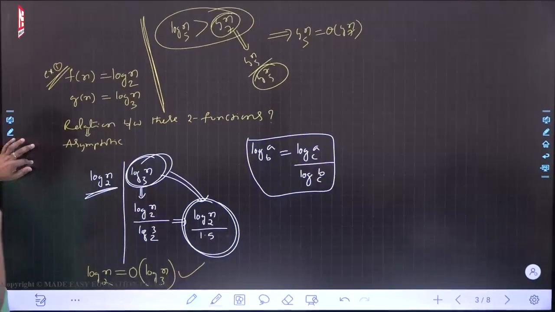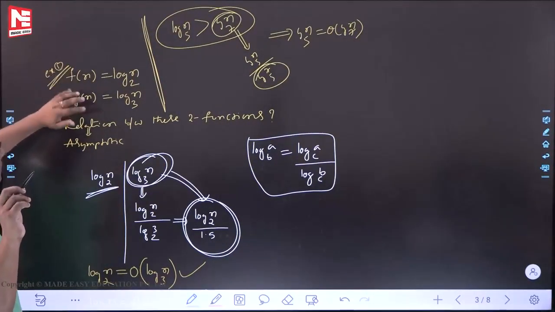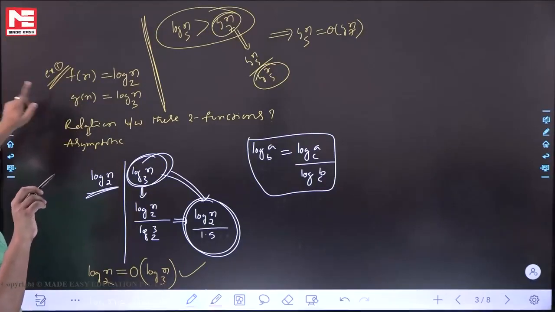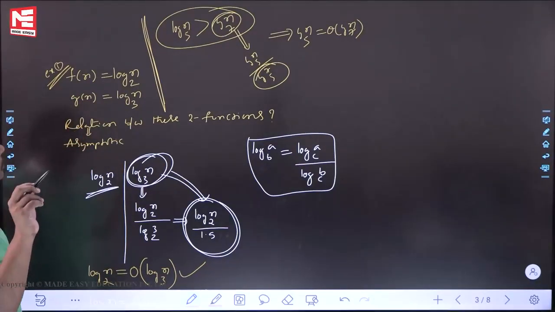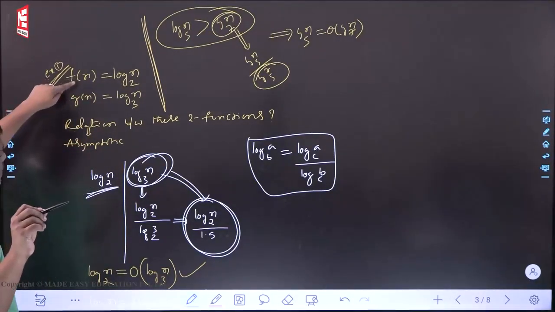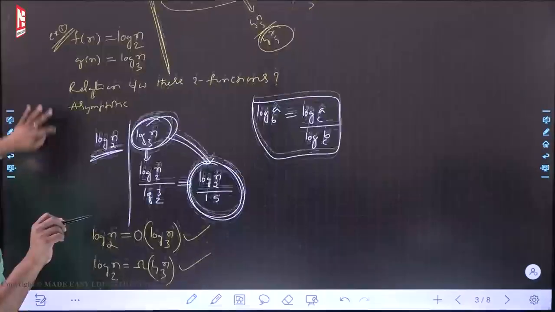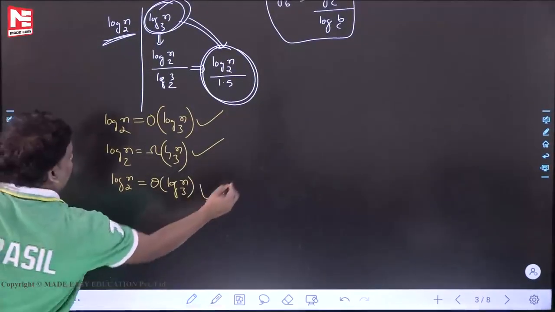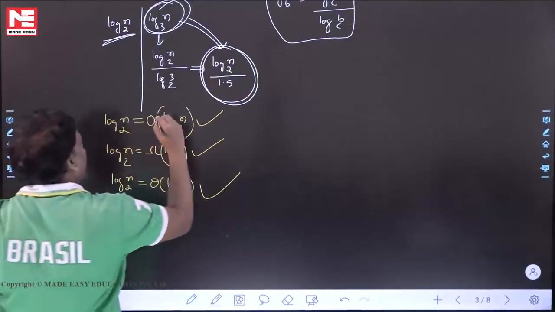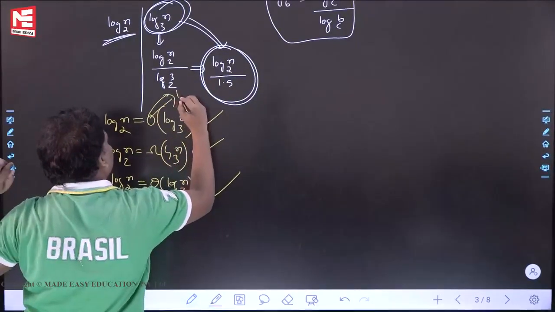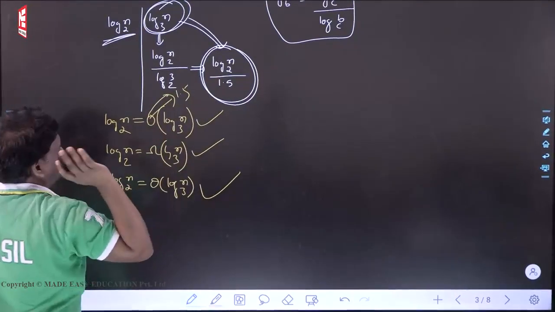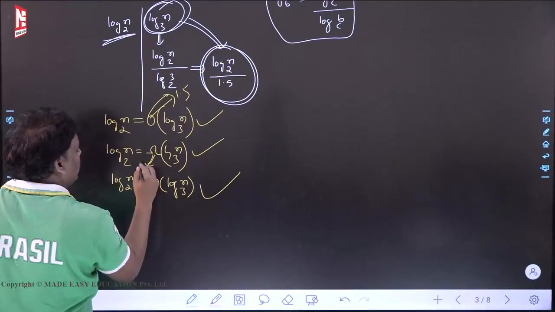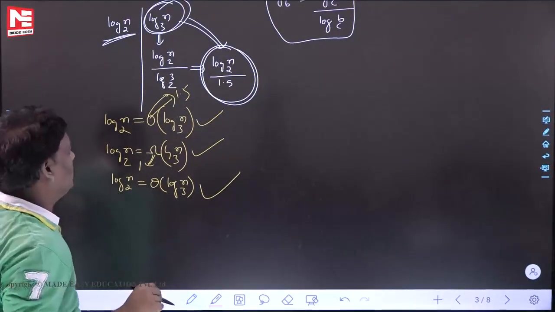Now I am repeating. Two functions are given, and they are asking what is the relation between them. Asymptotically both are equal, though mathematically f of n is bigger. So theta is possible. Theta possible means big O possible and omega possible. Which value is big O possible here? 1.5 or more than 1.5. Which value is omega possible here? 1. Big O and omega possible, then theta.